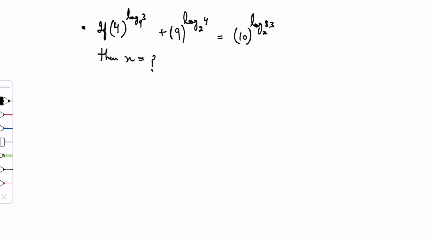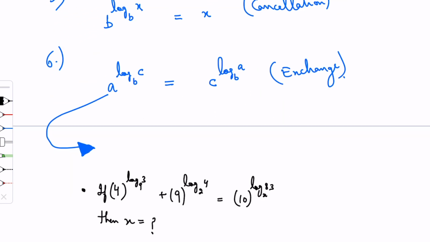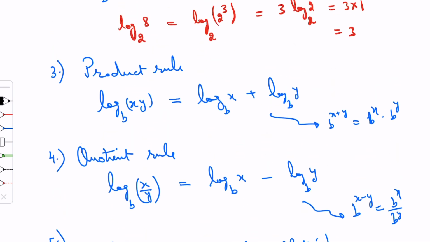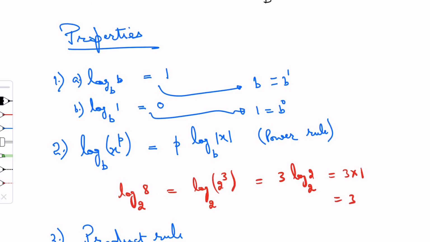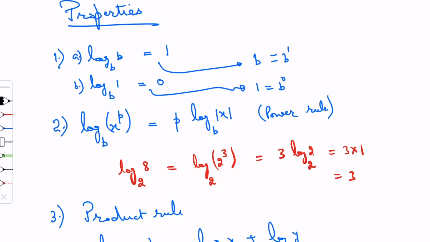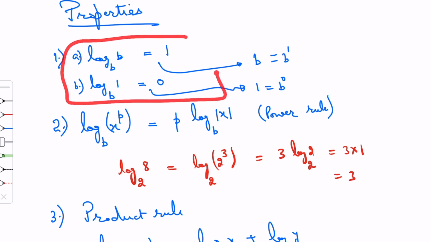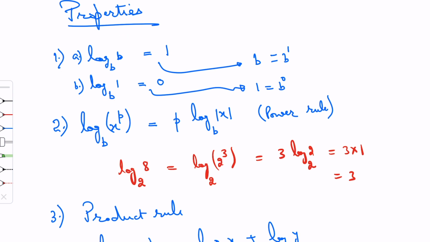All right, so now let's take up some questions. We wrote down some properties in the last one. So the main properties, I've jotted them down. The main thing to remember here is that whenever base and input match, the output is 1, and whenever the input is 1, the output is 0, and this happens for every base.